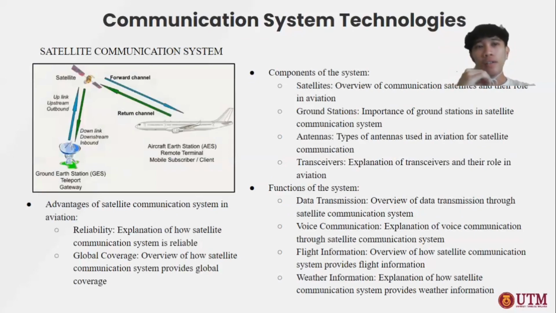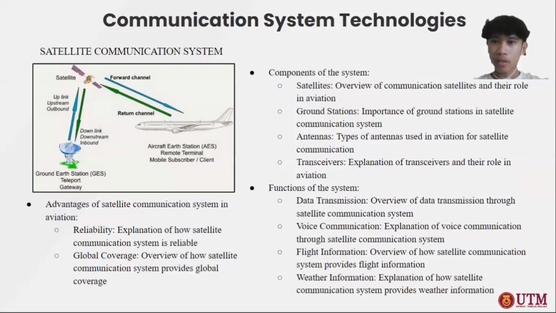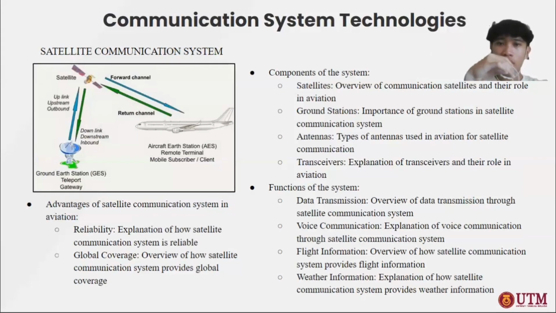Next communication system is satellite communication system. From the figure you can see three components of the system. Satellites themselves, which is the overview of communication satellites and their role in aviation. The next component is the ground station, the importance of ground station in satellite communication system. Then antennas, the types of antenna used in aviation for satellite communication.